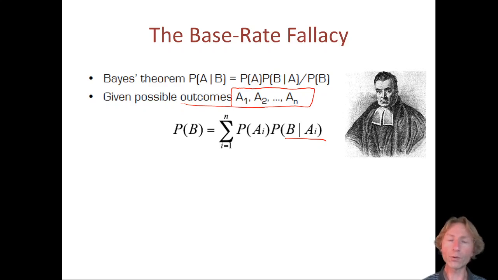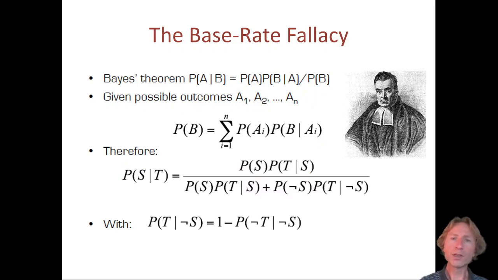Now, in our formula, we have the probability of being sick, given that we tested positively. If we fill in Bayes' theorem directly, we have the probability of being sick, where A in this case is being sick, times the probability of testing positively given that we're sick. Divided by the probability of testing positively, which is this here.